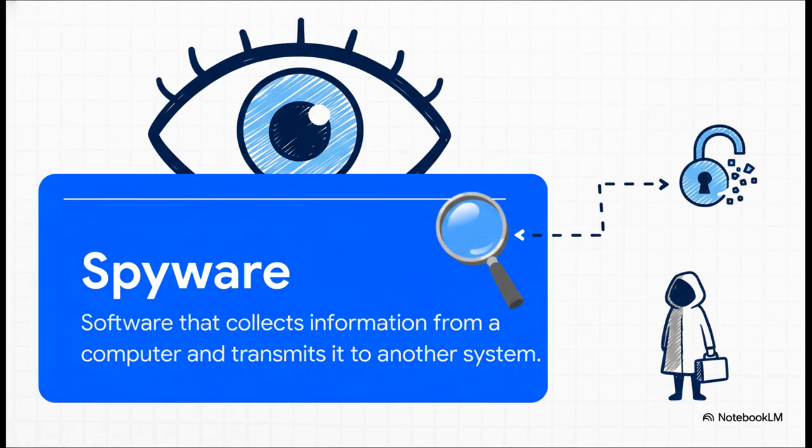This is the silent observer. It's designed to hide on your system and just quietly collect information. We're talking passwords, your browsing habits. It can even listen in through your device's microphone. If you've ever read about the infamous Pegasus spyware, yeah, that's what we're talking about. It can turn your own phone into a 24/7 surveillance device.